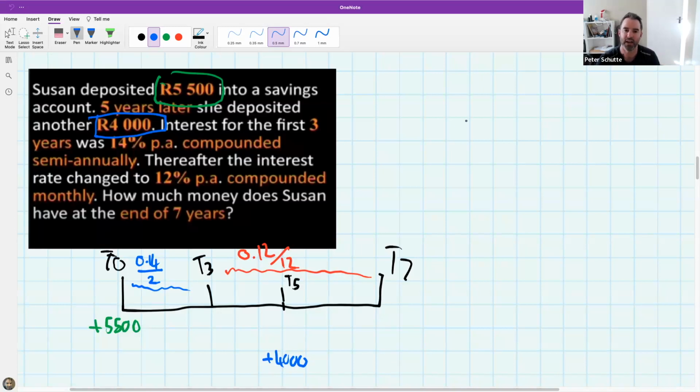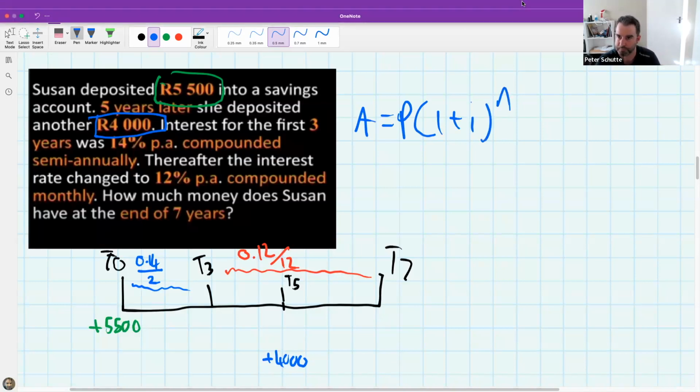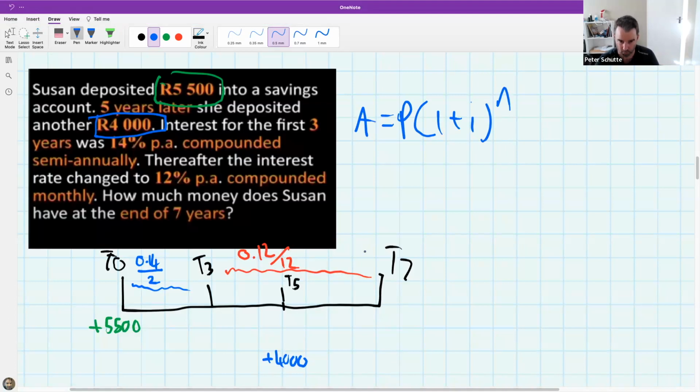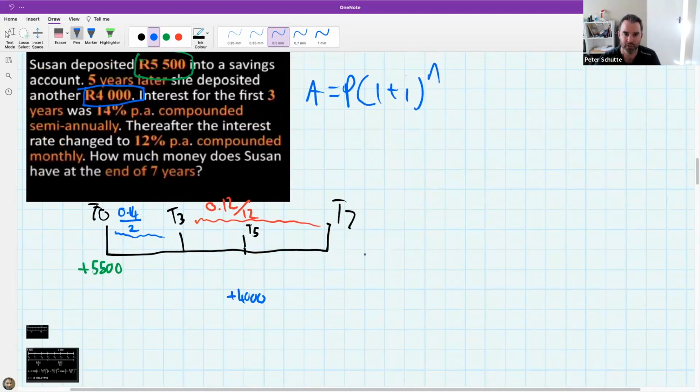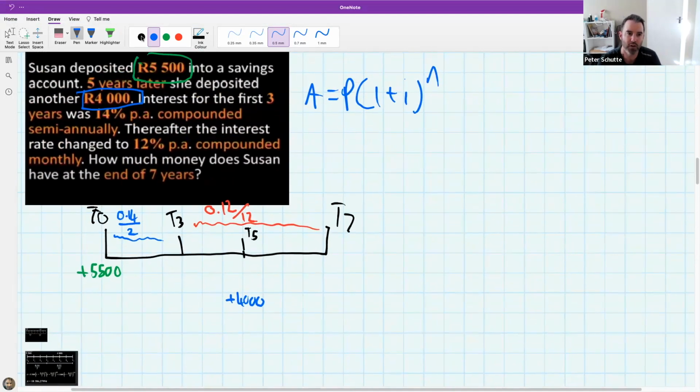Okay, now we have to finish with this. We know that this is the compound growth formula that we need to use for this question. So what I'm going to do is take this and solve it in 2 parts. And I want you to do it with me. So we're going to start with A, and we're just going to deal with the 5,500. 4,000, we'll deal with it later.